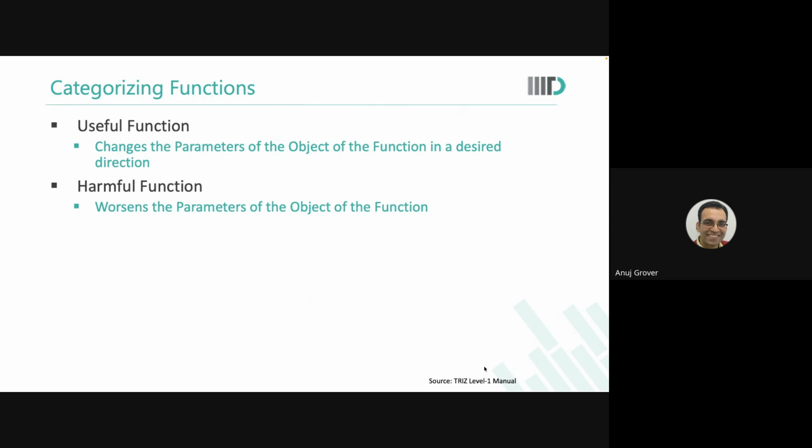So whatever harmful functions you know of in your system, you should model them. You should record them. Useful functions change the parameters of the object in a desired direction. Harmful functions change them in the undesired direction. Harmful over here is not to be used as a declarative harm, meaning not the health kind of harm. Anything that moves the parameters in an undesired direction would be referred to as harmful. Is that okay?